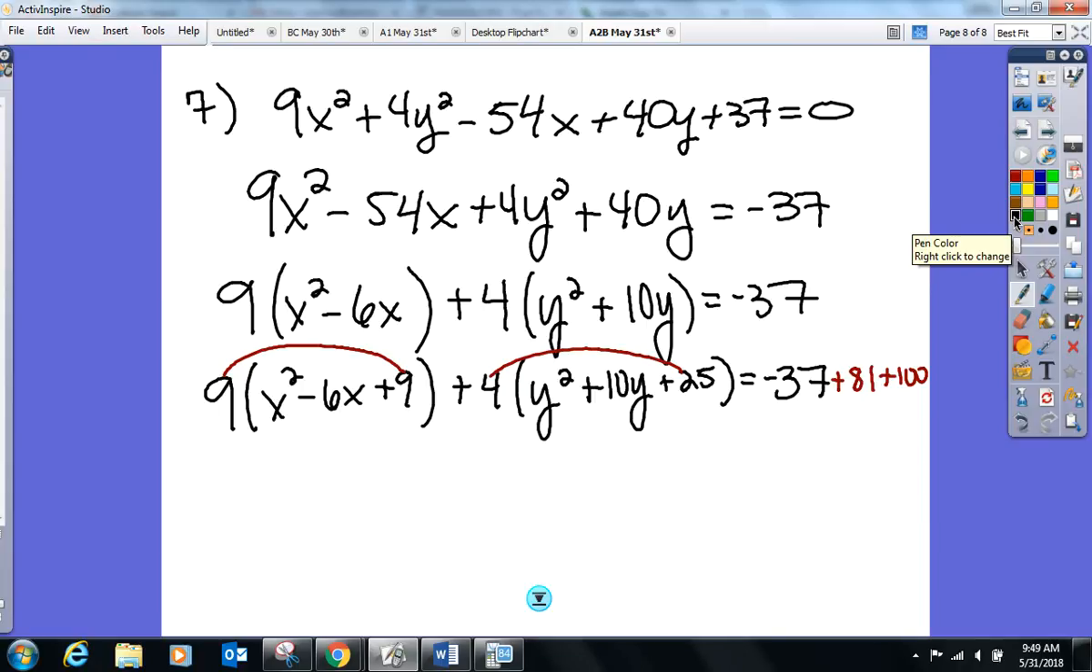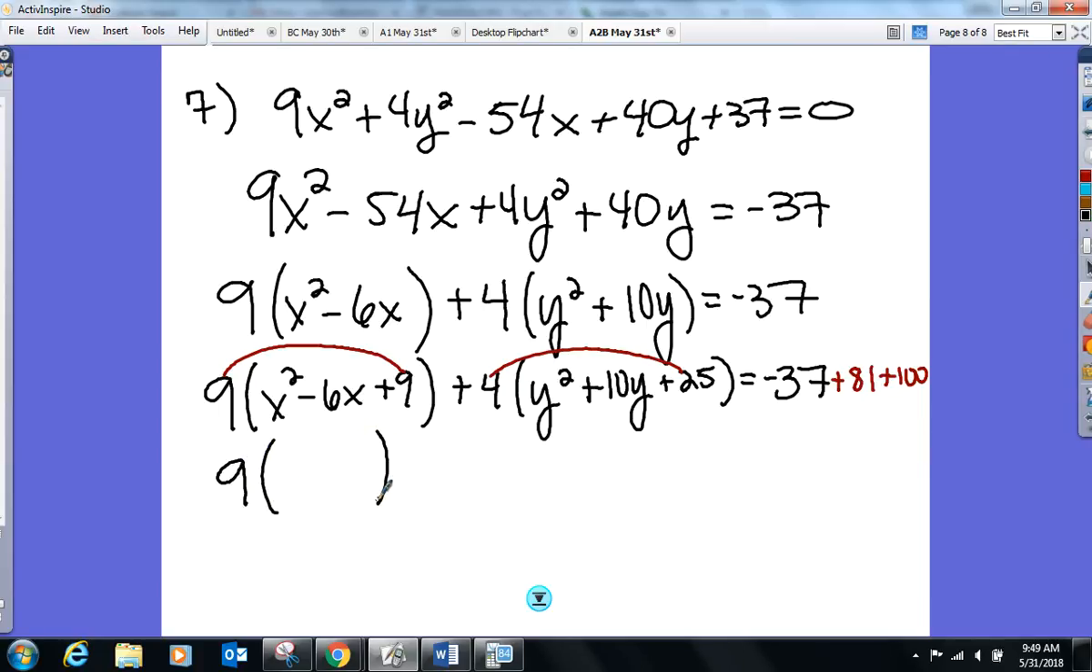Finish completing the square now. 9 times (x minus 3) all squared on the outside. It's always half the b value in there. And then plus 4, what do you guys got going on here? (y plus 5) all squared. You guys got to help me out here. 181, 144. Look at that.